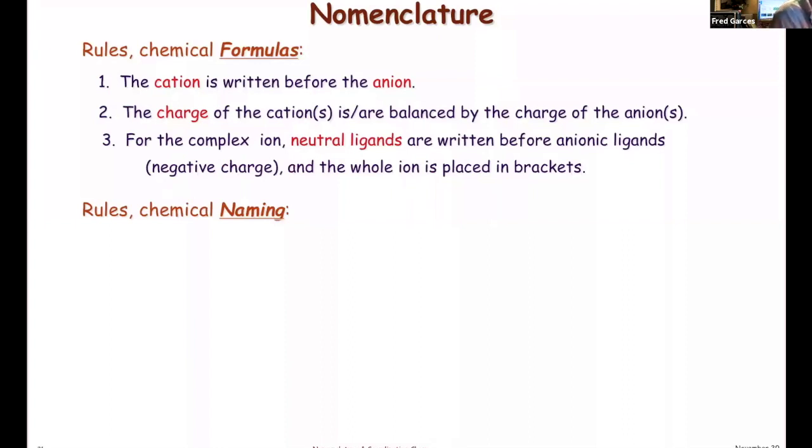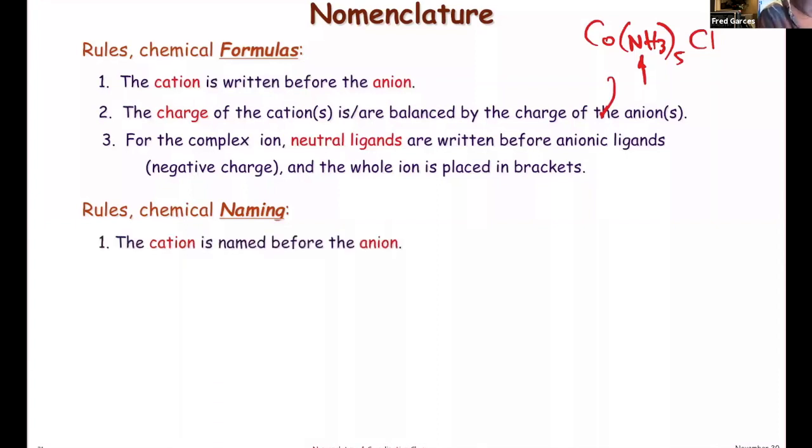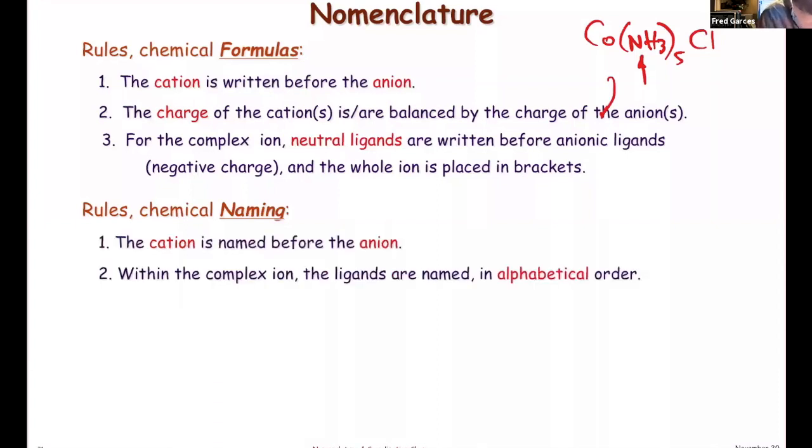So remember, I showed you Co(NH3)5Cl. That's because ammonia is neutral. So it's written first before the chloride, which is anionic. So that's what this rule applies to. Okay. When you name, again, cations before the anions, within the complex ions, the ligands are named in alphabetical order, not neutral followed by anionic, in alphabetical order when you name these things.